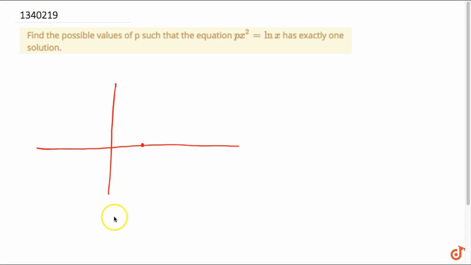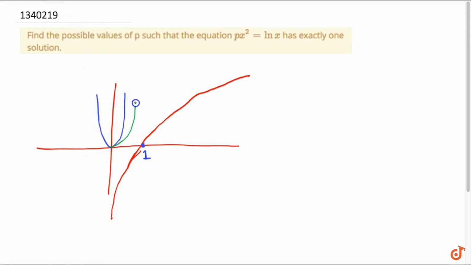The graph of ln x is something like this. It's an increasing function, and px square is a family of curves. This intersection point is 1, by the way. ln 1 is 0. So px square is a family of curves which pass through the origin. So px square can be something like this. It can be something like this.